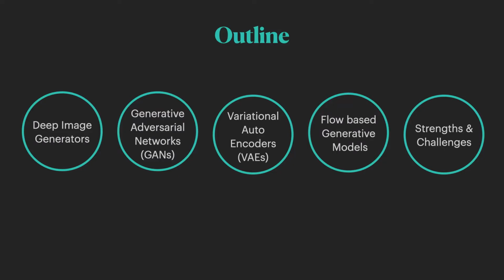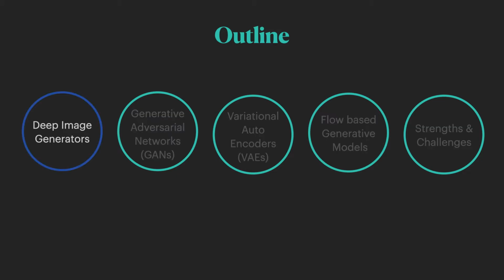We will start by presenting the problem deep image generators are facing. Then we will go over the main idea of three families of deep generative models. For each one I'll present the vanilla version both intuitively and from a probabilistic perspective, and finish with the inherent strength of each method and how different challenges are being approached.